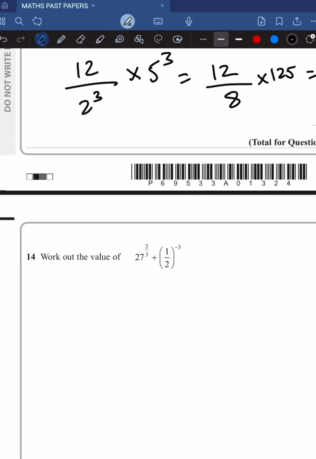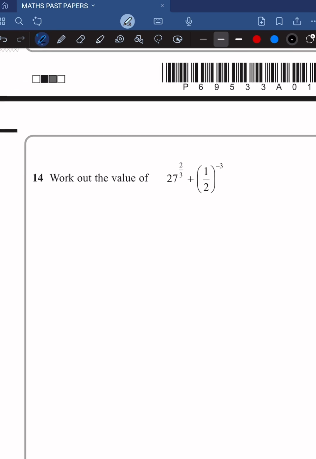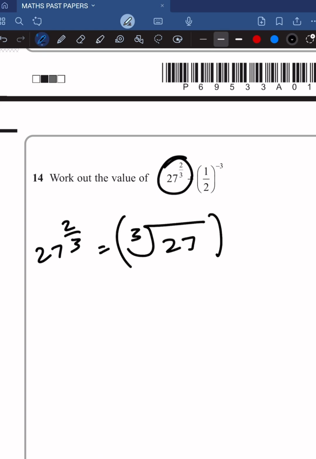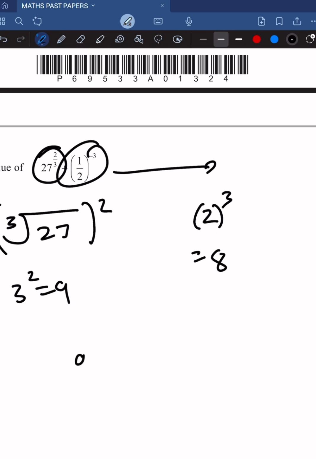Let's go to the next question. Work out the value of 27 to the power of 2 over 3 plus half to the power of minus 3. Let's break this down. 27 to the power of 2 over 3 is the cube root of 27, and then we square it. So that's 3 squared, which is 9. Half to the power of minus 3: first, to get rid of that minus 3, flip it. So we have 2 to the power of 3, which equals 8. So 9 plus 8 equals 17.